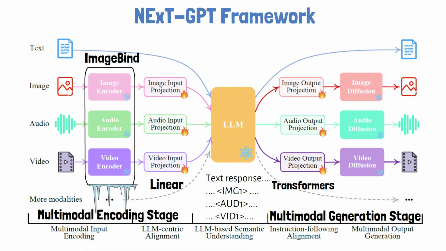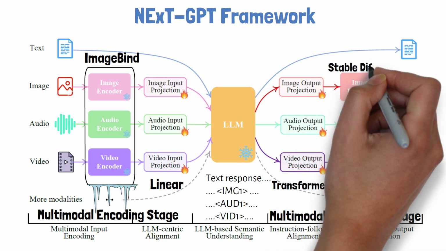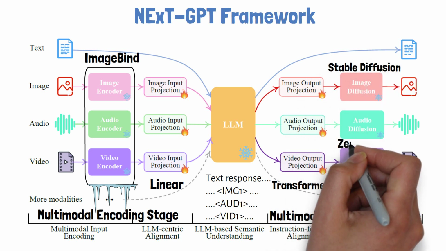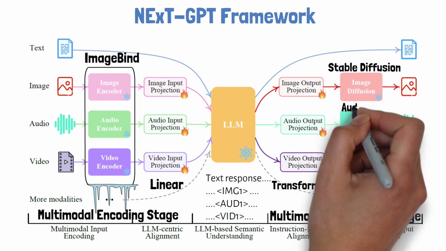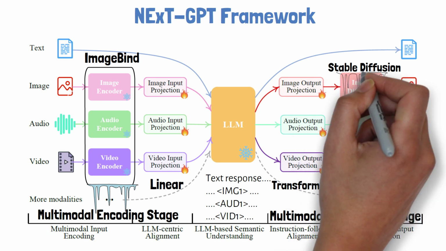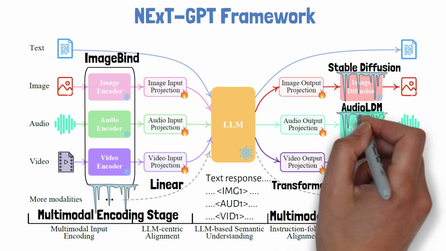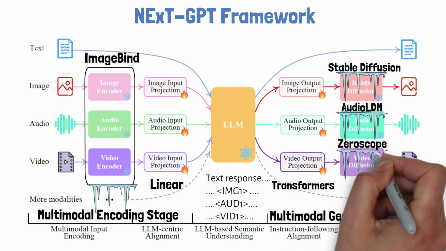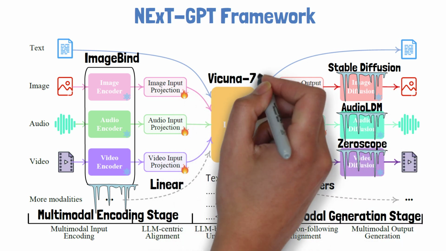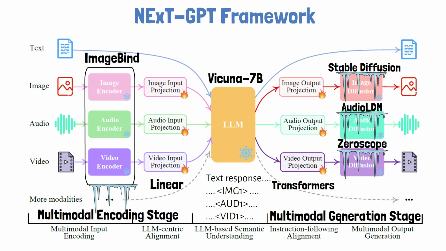The diffusion models are also taken as is, where the image diffusion model is Stable Diffusion, the video model is Zeroscope, and the audio generation model is AudioLDM, and all of them are also kept frozen during the training process. The LLM used here is Vicuna 7B, which is common in other multimodal LLMs, and it also remains frozen. This is actually not entirely correct, since a small amount of LoRA weights are trained here.